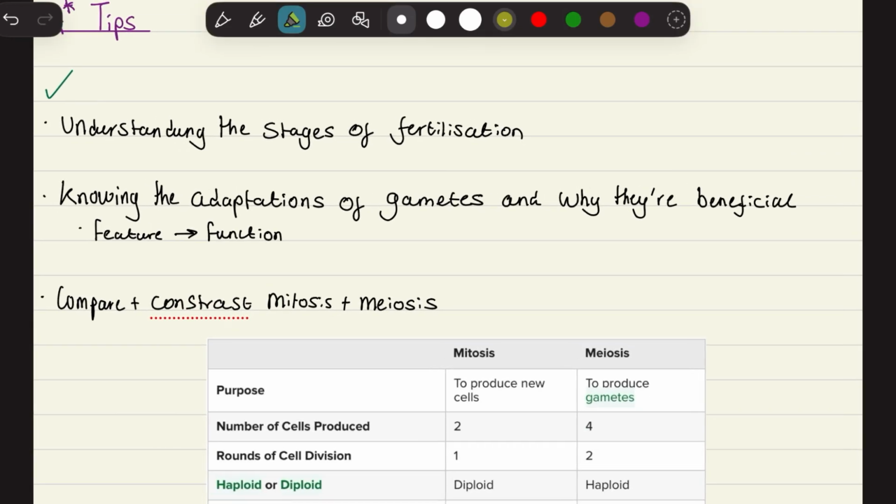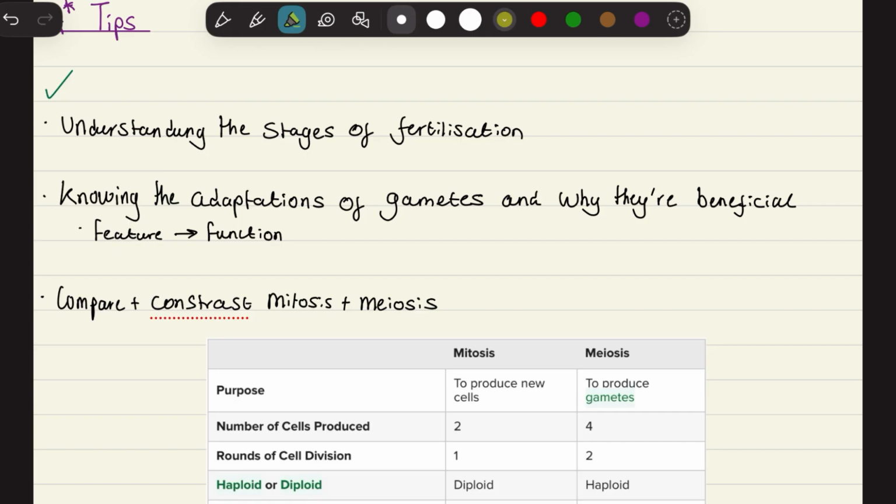So stages of fertilization, very important in terms of acrosome, cortical, and then the fusion of the nuclei. Adaptations of the gametes as well, and why they're beneficial. I will always be such a strong advocate for linking feature to function. Feature to function doesn't miss in biology, doesn't miss. So make sure that you can explain why there is an acrosome, why there is a haploid nucleus, why there are mitochondria, you know what I mean?